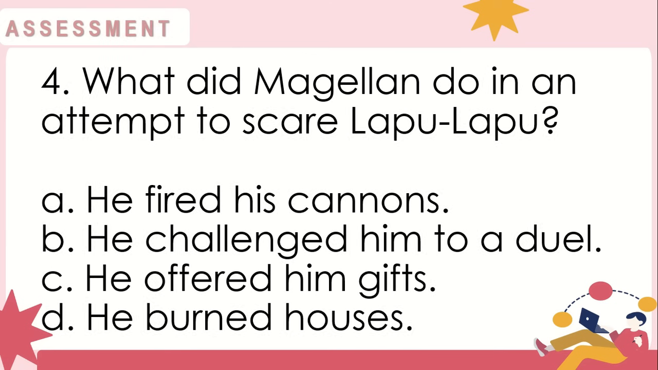Number 4. What did Magellan do in an attempt to scare Lapu-Lapu? A. He fired his cannons. B. He challenged him to a duel. C. He offered him gifts. D. He burned houses.